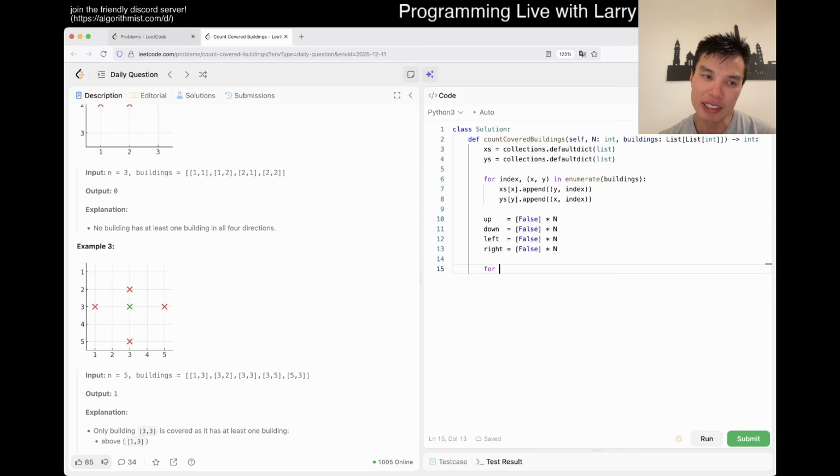And then now we can do for x in xs.keys, then xs[x], and just sort them. Then, for x, if all the x's are the same, that means the y's are vertical. I don't know, it doesn't really matter. You could just transpose it however you like in your mind. But anyway, for a given x, the first thing would be the one that has the leftmost y.